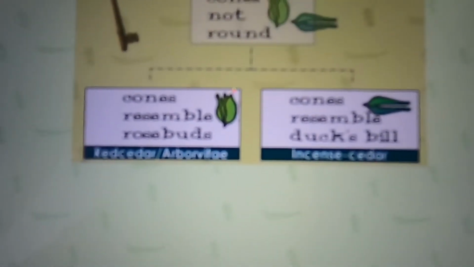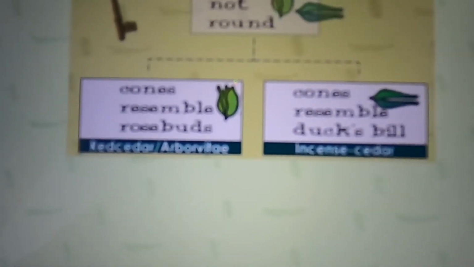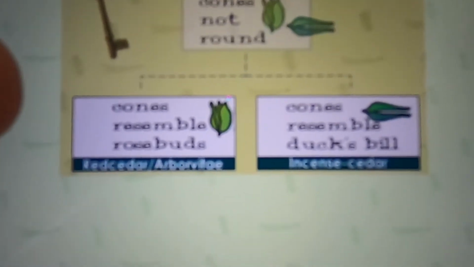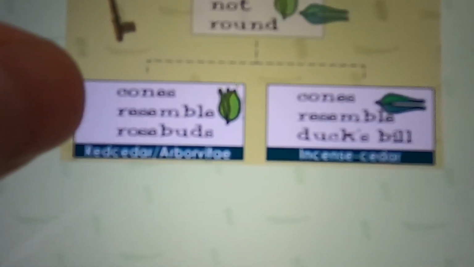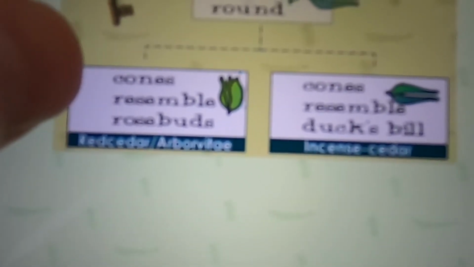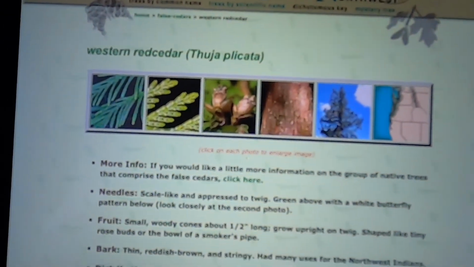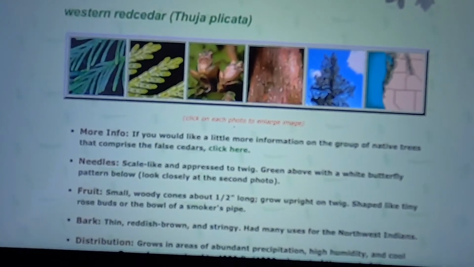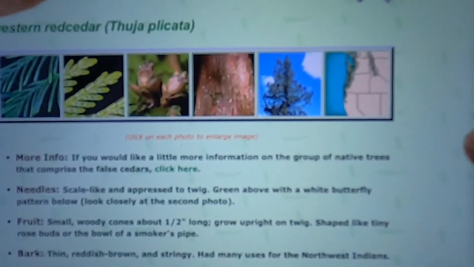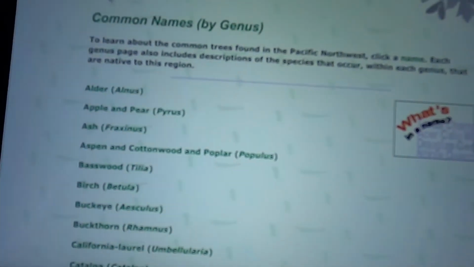And the question is, do they look like a rosebud or a duckbill? Well, since I'm a beaver fan here, I'm glad it's not the duckbill, it's the rosebud. And we click there, and what do we have? It's a western red cedar. So again, this is a real easy thing to do. Conifers are actually what I like to start out with because they are probably the simpler, more straightforward.